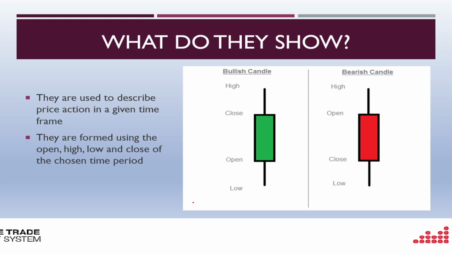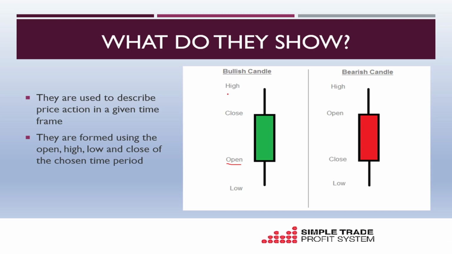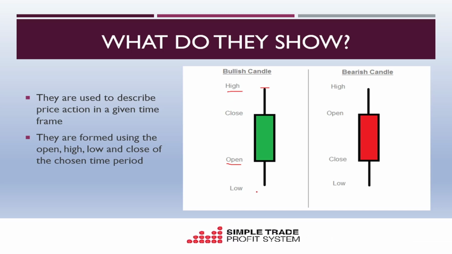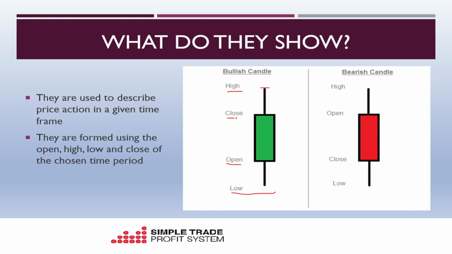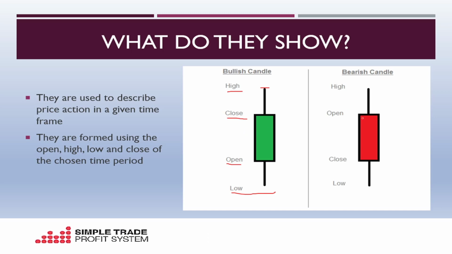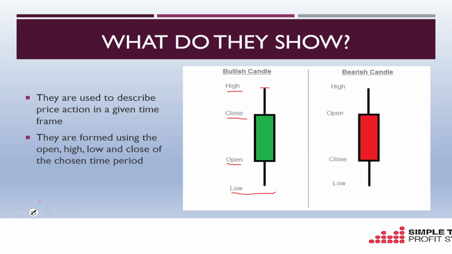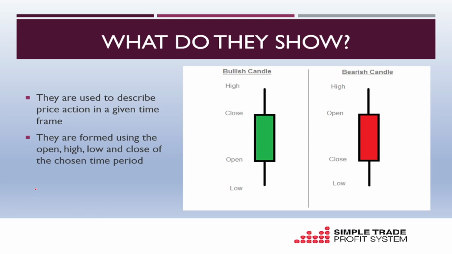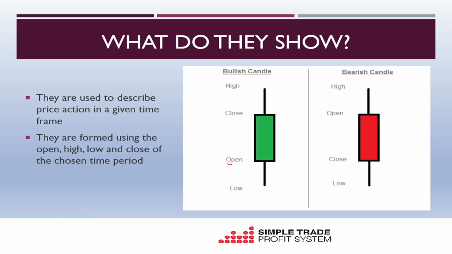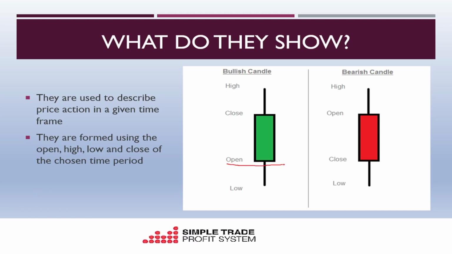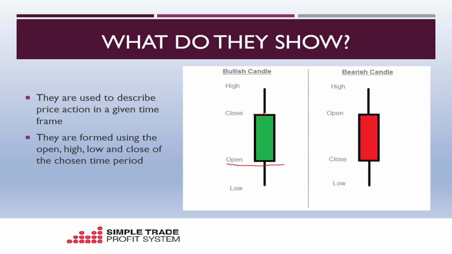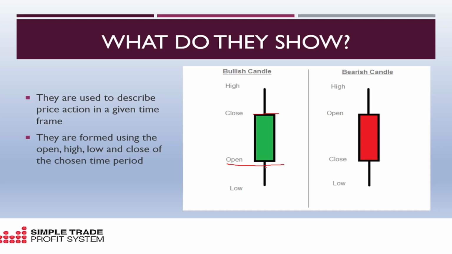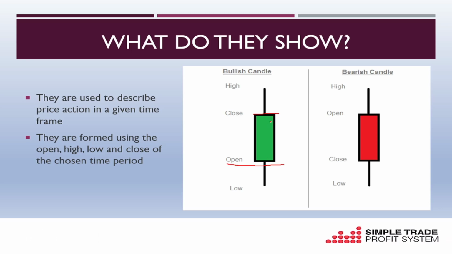They have four components. They are formed from an open, a high, a low, and a close on both types of candles. So a bullish green candle indicates that price opened at a certain price, and then closed at a higher price. Bullish means that price moved up during that session, during that time frame, and closed.